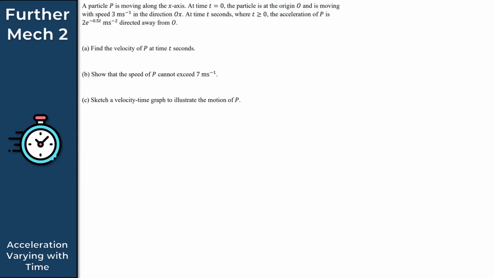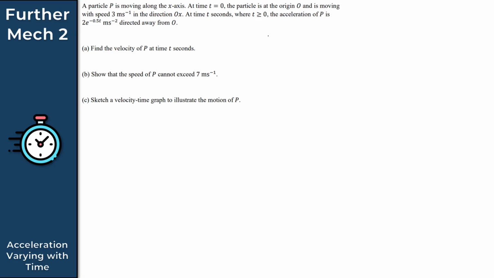All right, so let's get started with the one practice question for acceleration varying with time. What do we have for this question? As we can see, we've got a particle P that is moving along the x-axis, and at time t equals 0, the particle is at the origin O, and is moving with speed 3 meters per second in the direction OX.